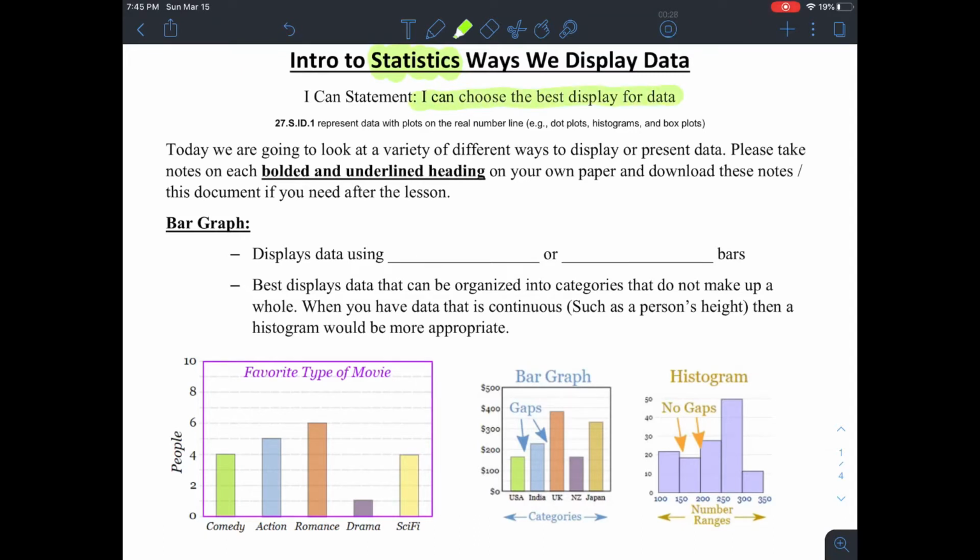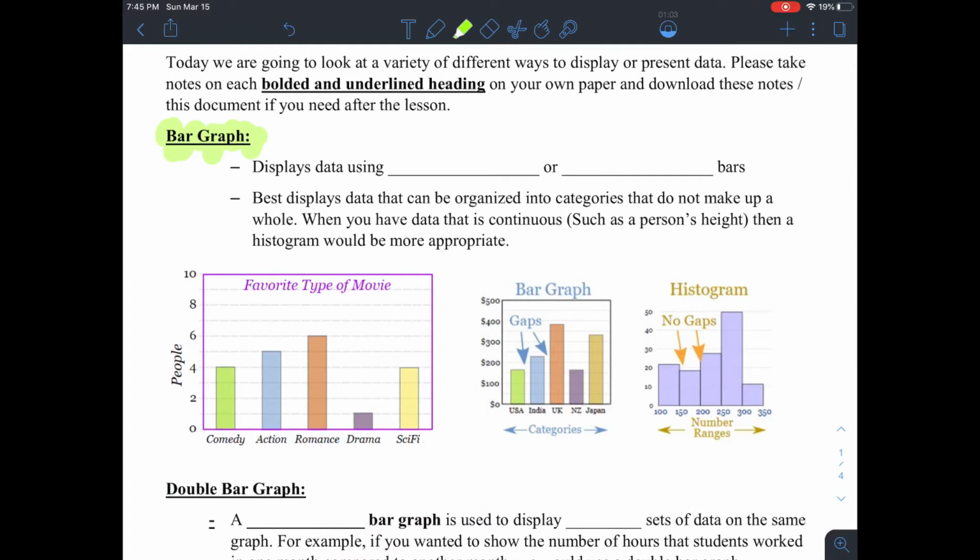So we're going to go through various different ways that we can display data and why some types are more appropriate for types of data than other types. Please take note of each of the bolded and underlined headings. I'll go through and highlight them like I just did, bar graph, as we go through them. And of course, I will have these notes available on eClass for you to use and refer to for studying, to complete practice. A lot of this is going to be review, and a lot of this we've seen before, but feel free to pause it if we're going fast and you need a second to catch up on the notes. So we'll be talking about bar graphs.